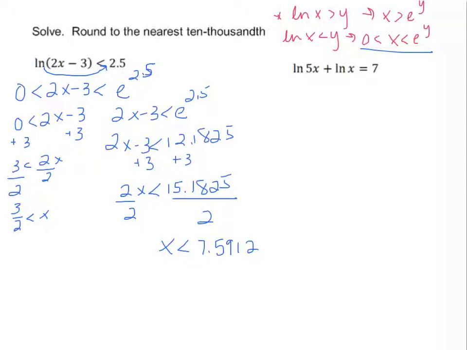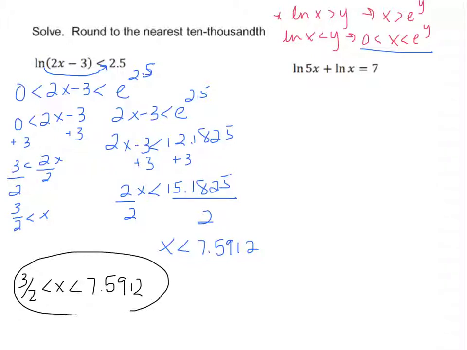So now notice that we have a range of values here. Our range of values are from the 3/2 and the 7.5912. So our solution here would be 3/2 is less than x is less than 7.5912. So those are the values for x that would work.